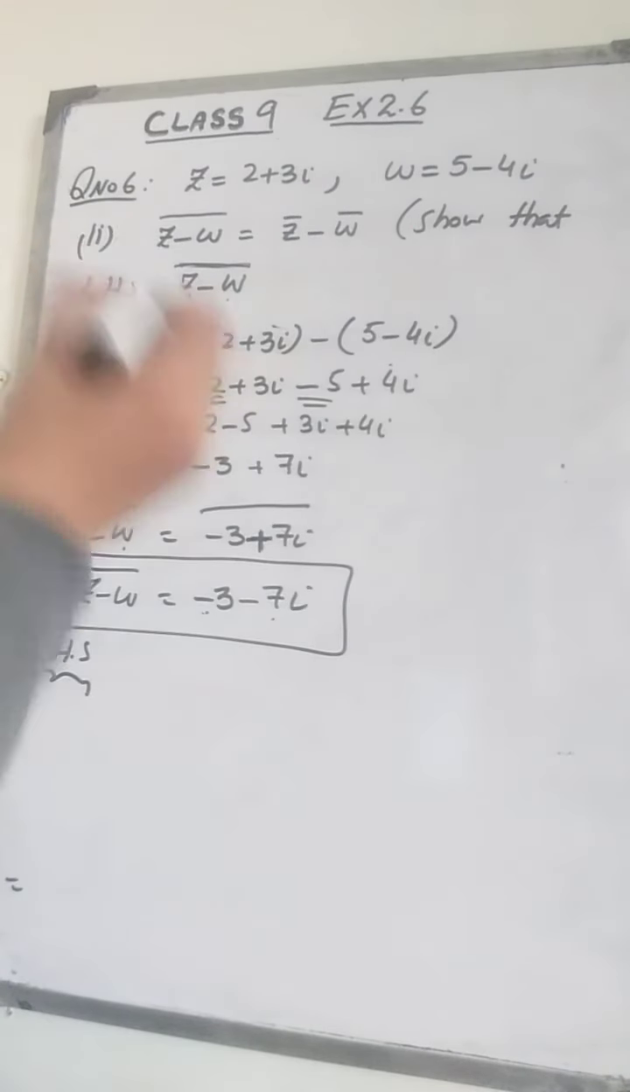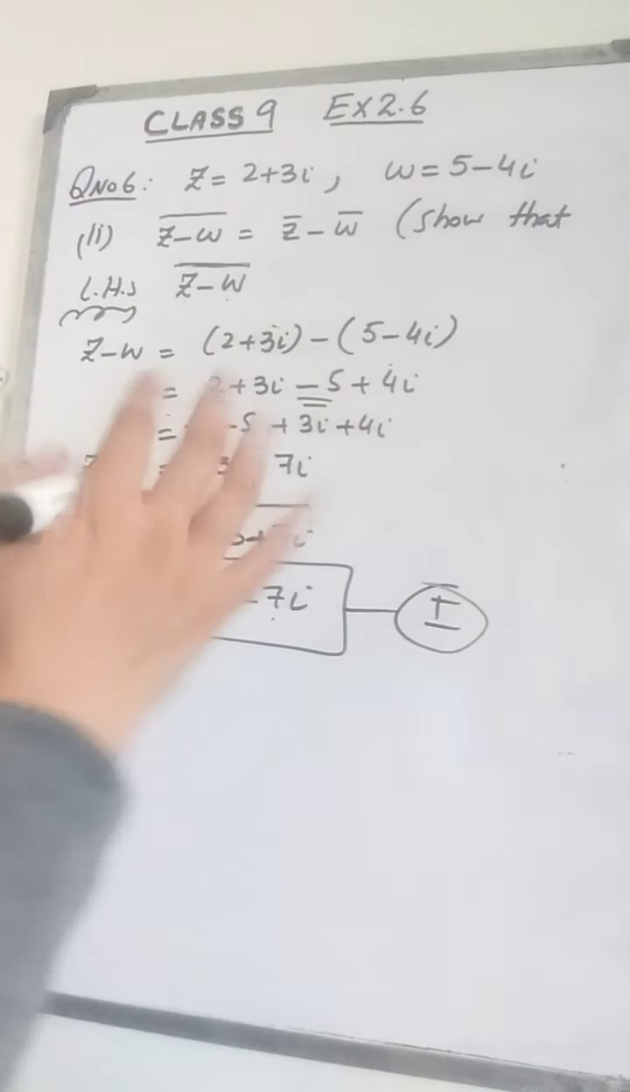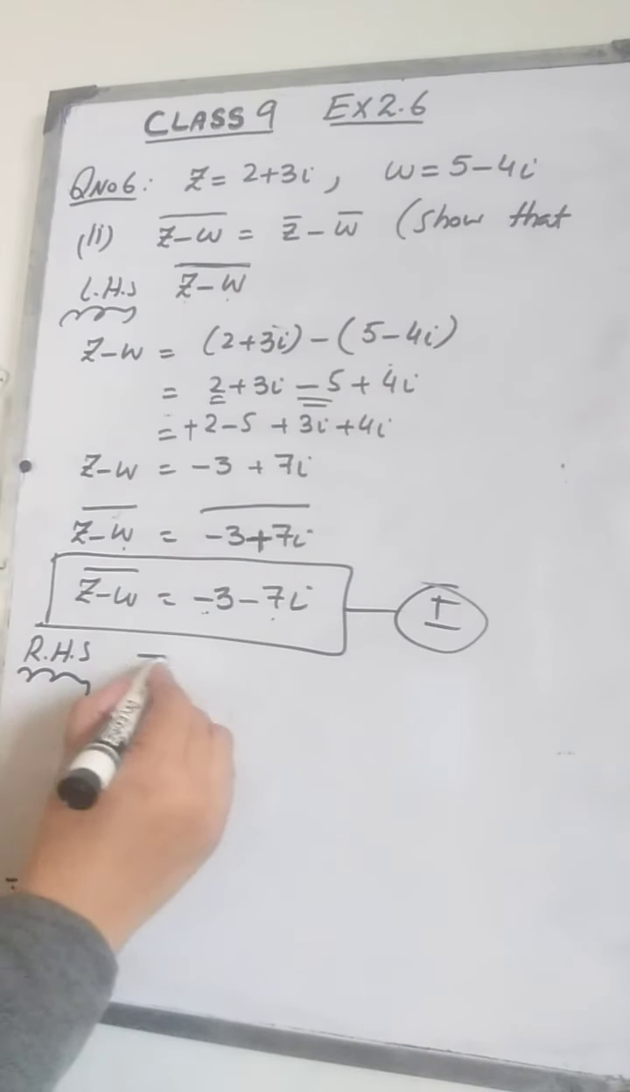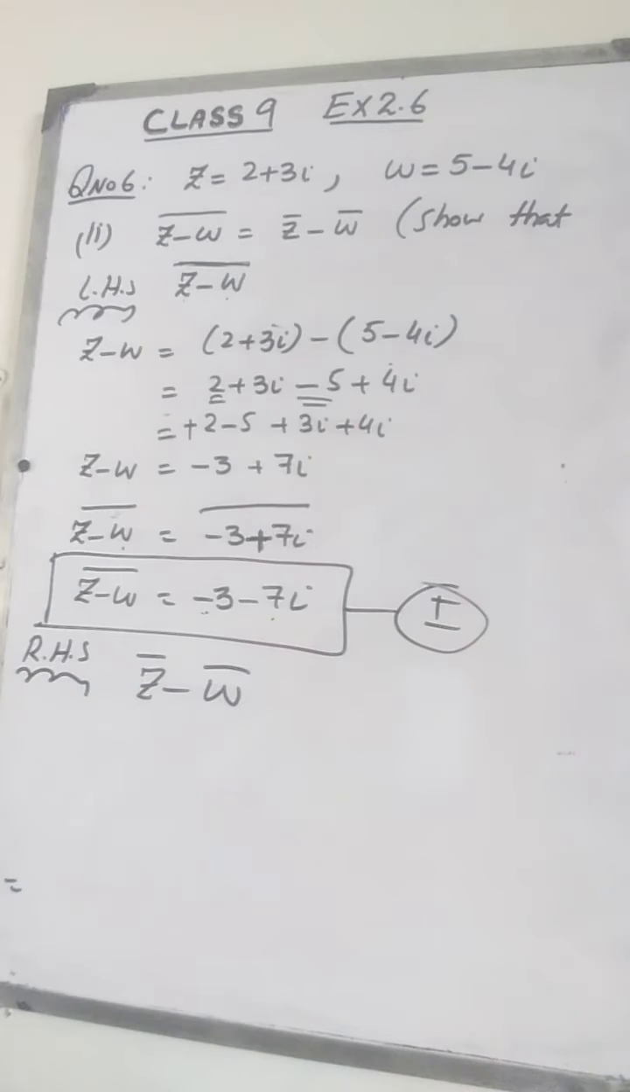We have calculated the left hand side, and the answer is this. Now the right hand side is Z bar minus W bar. Here we are finding the conjugates first, and then we are doing the subtraction. Over there we had to find the conjugate of Z minus omega, therefore we did the subtraction first, then we found the conjugate. Here we are finding the conjugate first, because they are asking for the difference of conjugates. So we get the conjugate first, and then we do the subtraction.